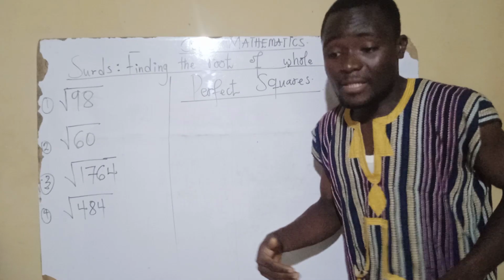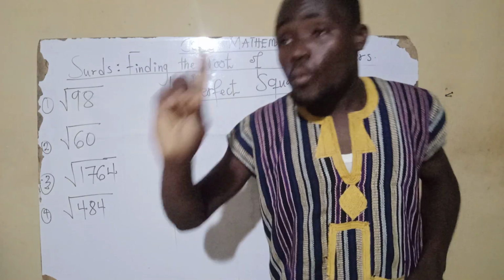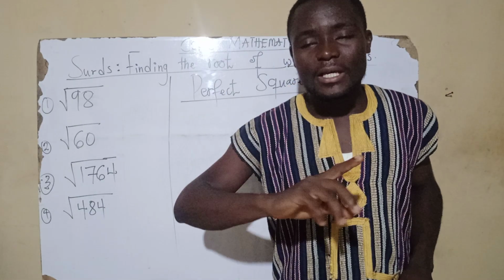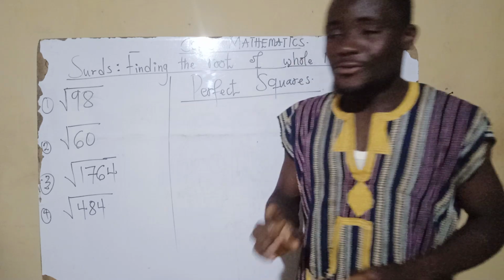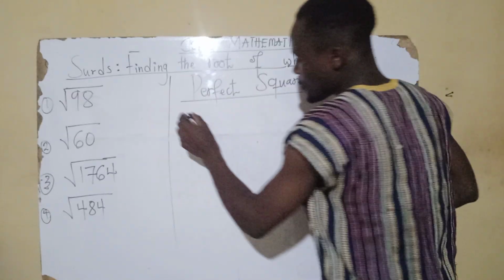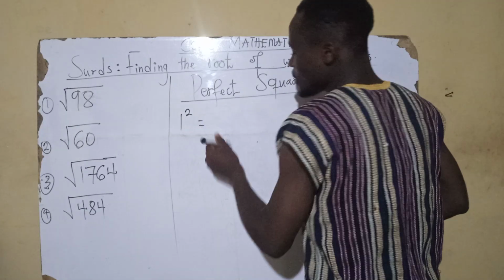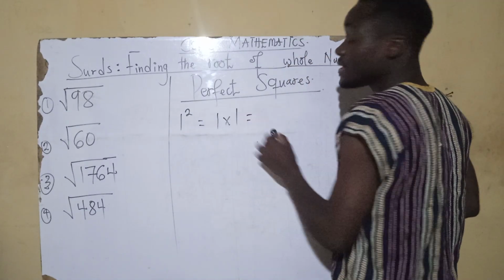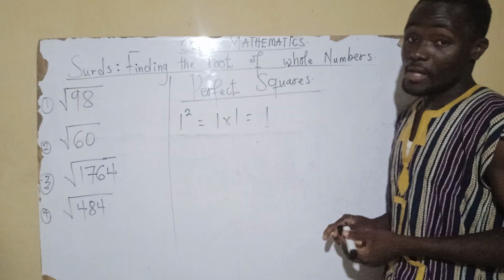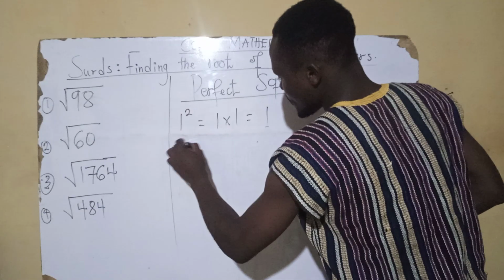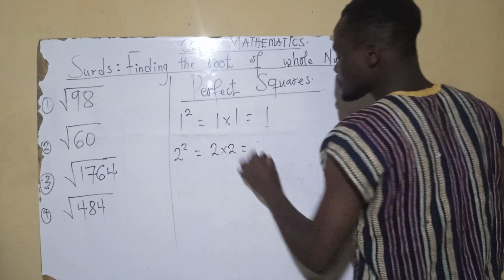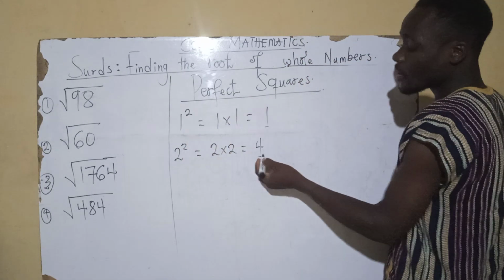We said that in mathematics, natural numbers start from what? 1 up to infinity. Whole numbers start from 0 up to infinity. So here we are dealing with the natural numbers. Natural numbers start from 1, 2, and so on. So 1 squared is 1 times 1, and this gives me what? 1. Are you with me? So 1 is a perfect square. 2 squared is 2 times 2, which gives me what? 4. So 4 is a perfect square.